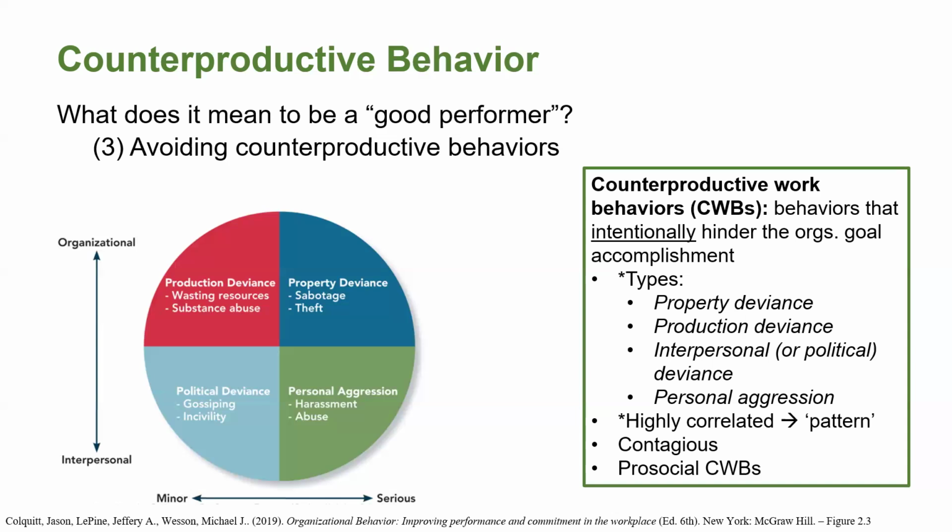Now, the different types of interpersonal deviance tend to be highly correlated, such that individuals who engage in one form also often engage in other types as well. And this means CWBs typically reflect a pattern of behavior rather than an isolated event. So if you have an employee that is engaging in one type of CWB, odds are that that person is also engaging in other types of CWBs and is doing them more often than once.